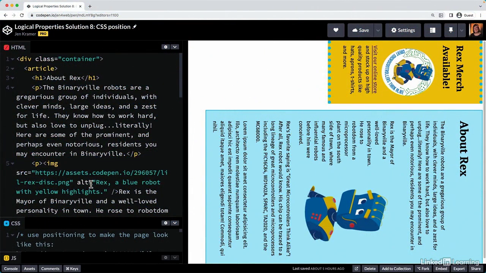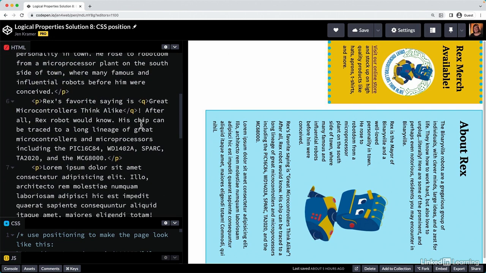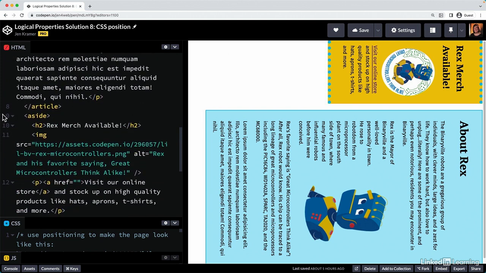Here's how I solved this challenge. As always, you want to start by taking a look at your HTML. And the HTML for this example is not all that different from what we had previously. So we have an article and we have an aside. These are next to each other.